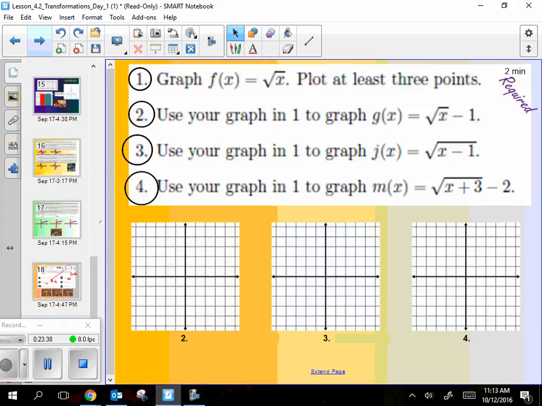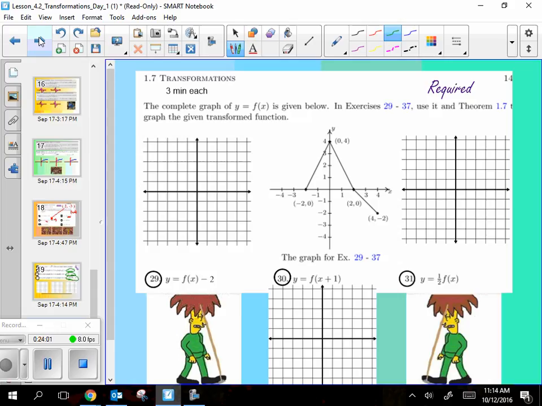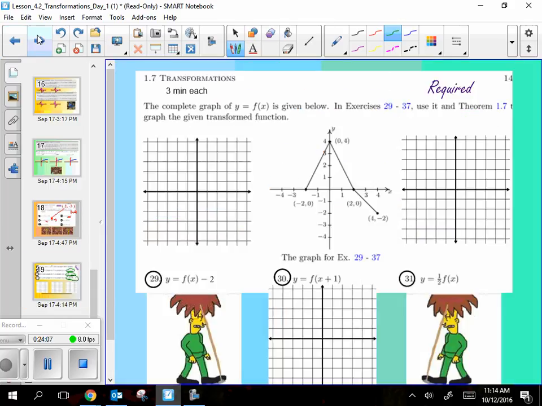This page I felt was just too easy, because you just take the parent function, and what would you do if you had that one? Move it down 1. Where would you move it for that one? And where would you move it for this one? Left 3 and down 2, and that's all you'd have to do, and it'd be really easy. Okay, so I don't think we need to practice that. So skipping that page. Oh, was there a mistake in that? It was left 3 and down 2. Okay, all right, on to this one.